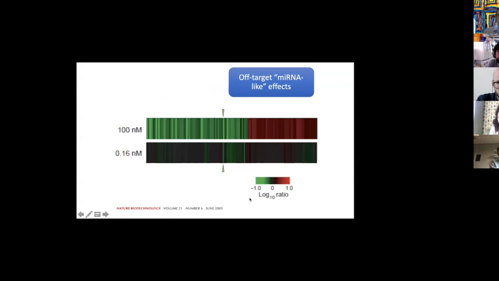And so in this study, the greatest concentration of RNAs was 60 million molecules per cell. And they kept on titrating that down until they could find that there were no or very few off-target effects. And so this is an illustration of where when you have 100 nanomolar RNA treating the cells, you see all these different off-target effects. But when you get down to 0.16, you can see that they're in the middle with that arrow.